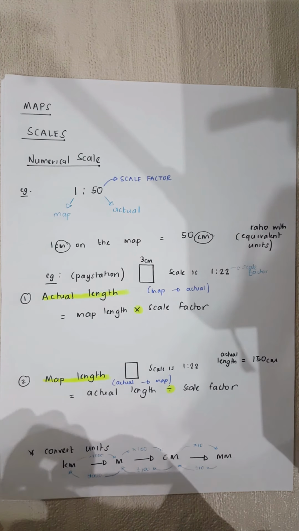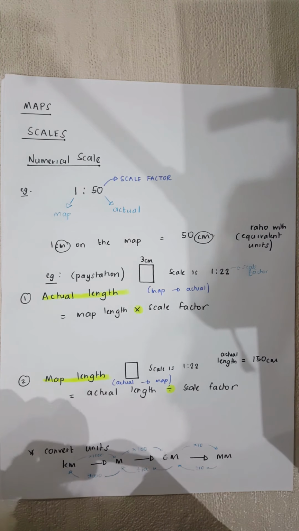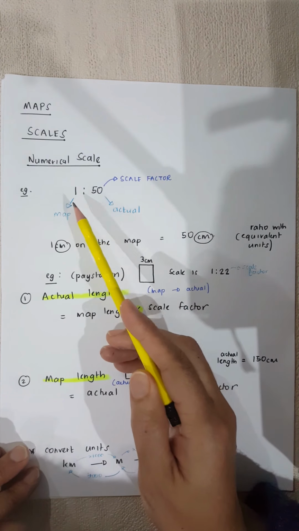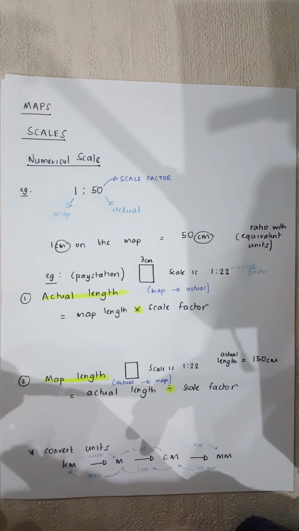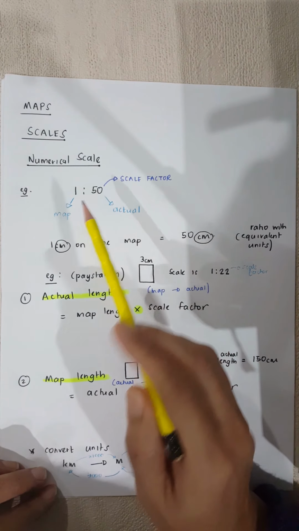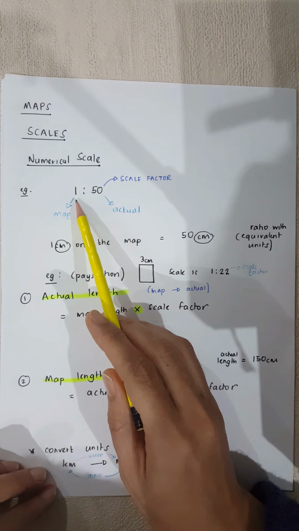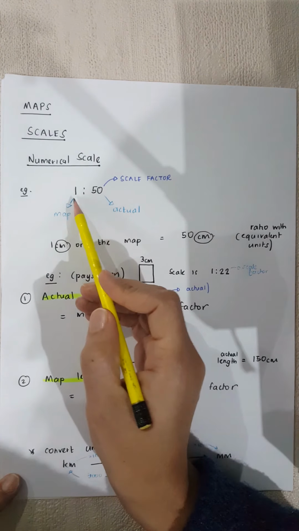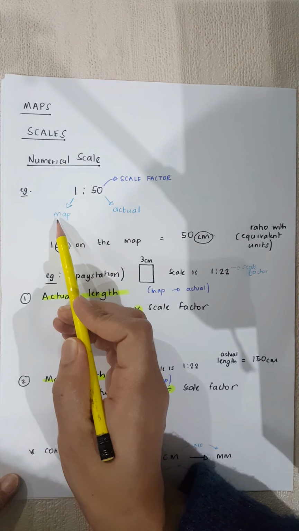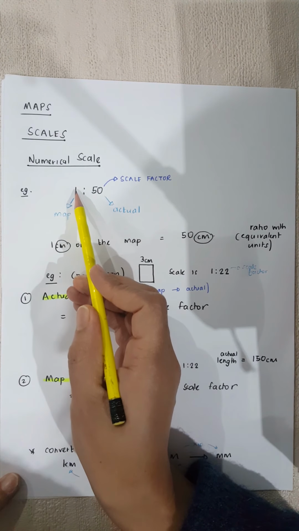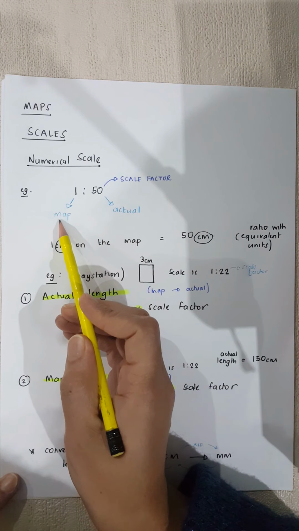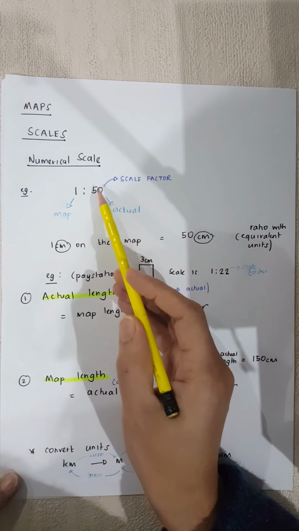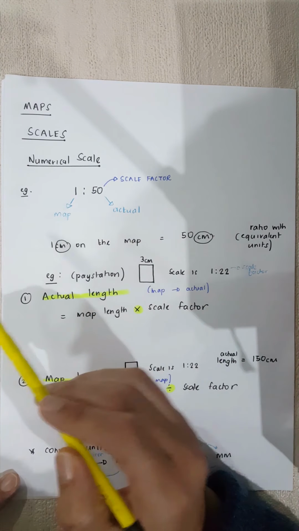Okay, so we're looking at what a numerical scale is. I've used an easy example here to explain it to you. This one is saying that I have a numerical scale of 1:50. What you need to know is that this is shown as a ratio. So the first part tells you the size on the map. If we're talking about centimeters, 1 centimeter on the map is 50 centimeters in actual length. The second part tells you the actual length of the object.